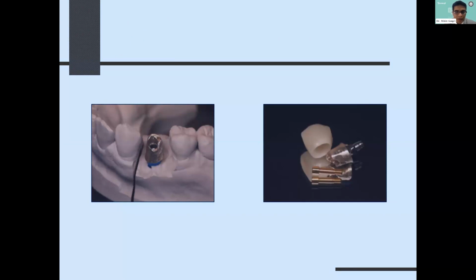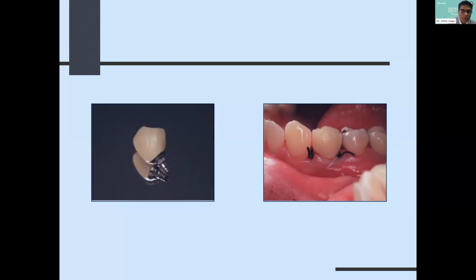Master cast has been made at the bone level, so you know where your abutment margin should be, your abutment and crown in place and in situ, and you have a wonderful emergence profile.